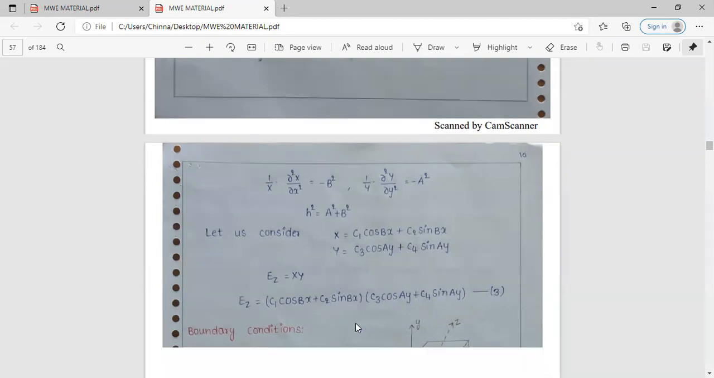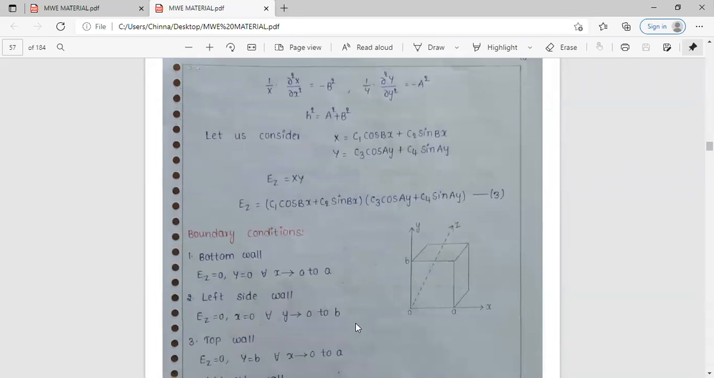So you can simplify equation 3 by using the boundary conditions. We are using the rectangular cavity, so this is the representation of the rectangular cavity. The first condition, for the bottom wall, is Ez is equal to 0 at y is equal to 0, with x from 0 to a. In this condition the y term will be 0 and Ez is also 0.